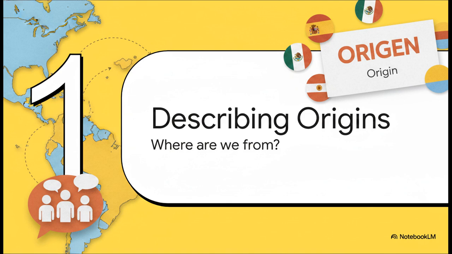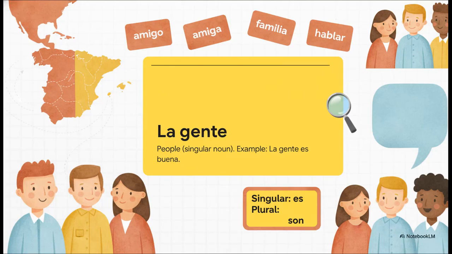All right, section 1, describing where we are from. To do this, we need to add a key phrase to our vocabulary tool belt. In Spanish, we say más palabras para las personas, which just translates to more words for people. Now, there is one word in particular that literally always trips up beginners, and that word is la gente, which means people. Now, you might be wondering, why is that confusing?